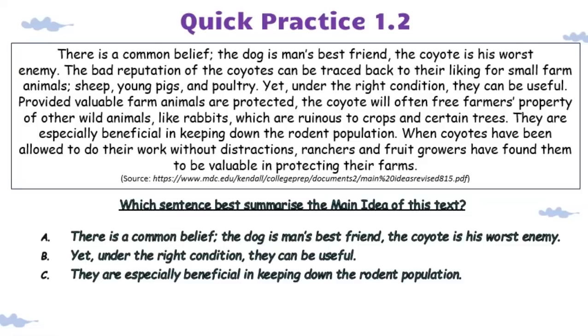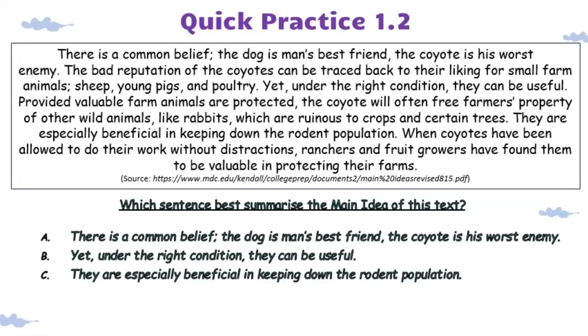They are especially beneficial in keeping down the rodent population. When coyotes have been allowed to do their work without distractions, ranchers and fruit growers have found them to be valuable in protecting their farms. Which sentence best summarizes the main idea of this text? So, in the options given, we have to find the answer which best represents all the details found in this text. So, what do we know?